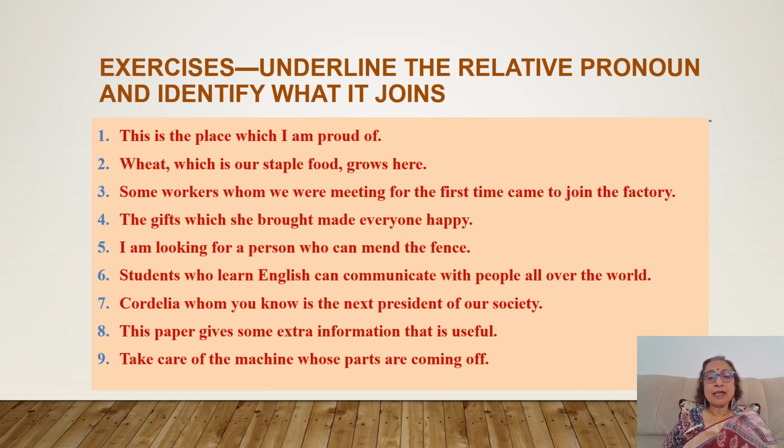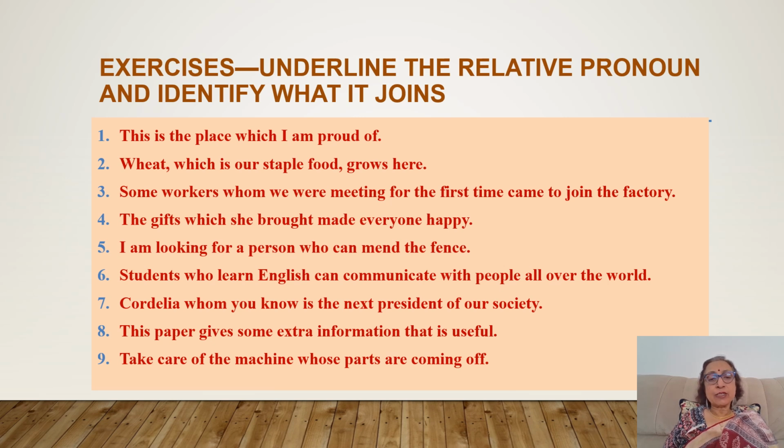So you have to underline the relative pronoun and identify what it joins. What it joins implies the two clauses or the two sentences, as I showed you in the earlier slide when I was discussing each of the sentences as examples. I showed you how the two sentences are there and how the relative pronoun makes them into a single sentence. So there are two things in this exercise. One is to underline the relative pronoun, and the second is to identify what it joins.